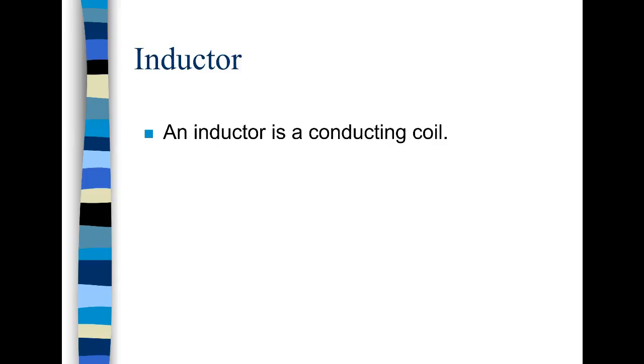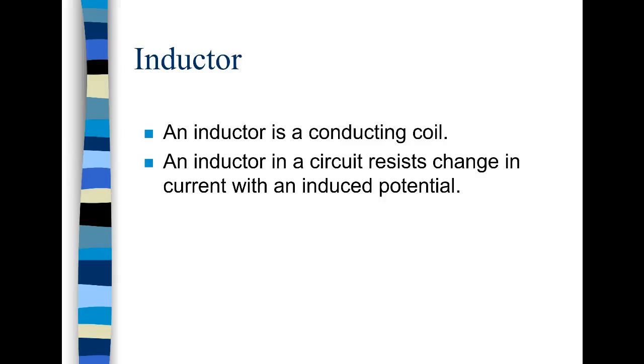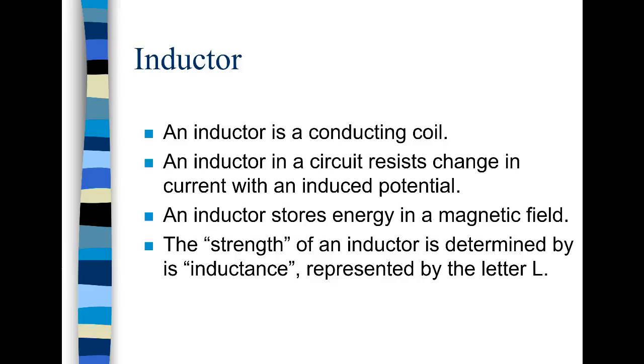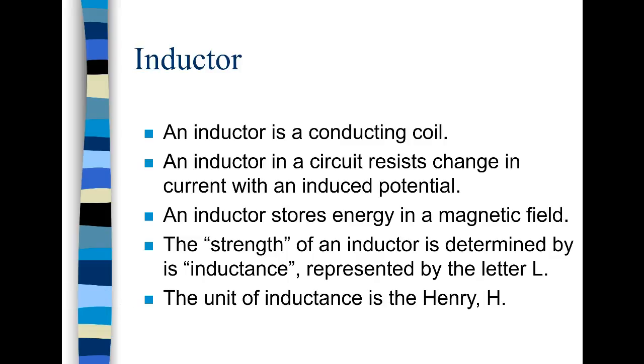In essence, it's just a conducting coil. And what this coil does is it resists a change in current due to an induced potential. This inductor will also store energy in its magnetic field. And we write the strength of an inductor by its inductance, which is the letter L, and this is measured in henries. So this is the circuit symbol that you will see for an inductor.